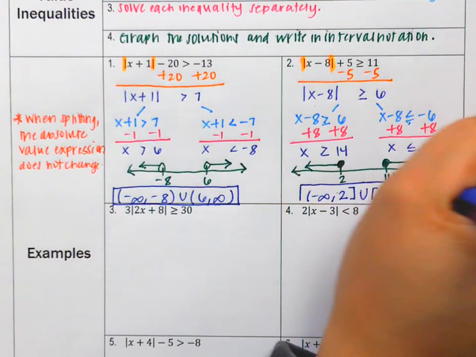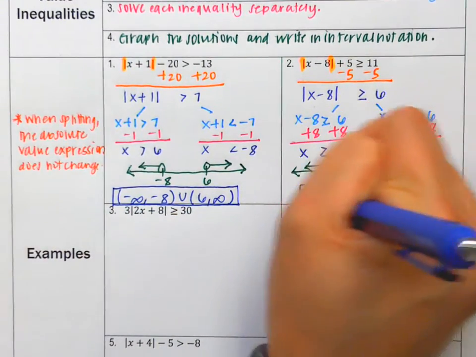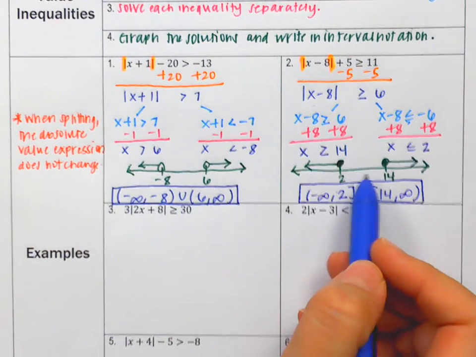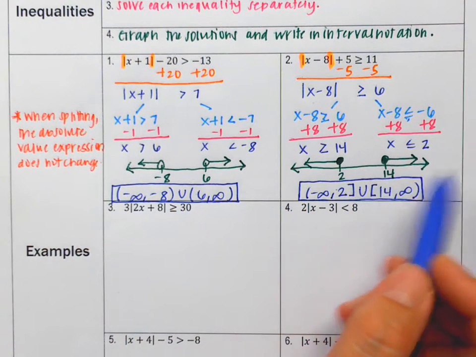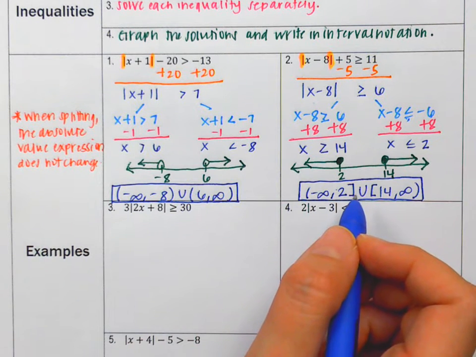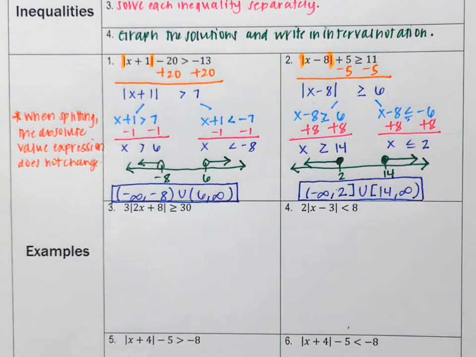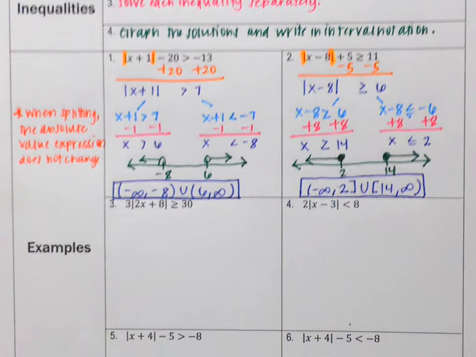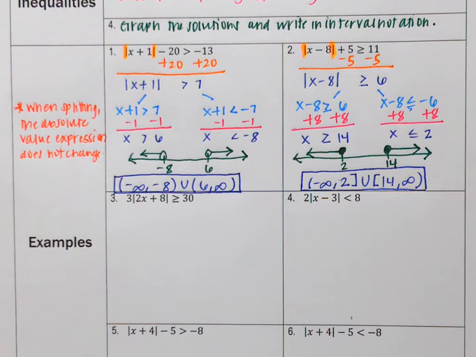And that is your final answer. And this one is another or inequality. They're going away from each other, so it's an or inequality, which means we have to use that union symbol to help us to write it in interval notation. Okay, let's look at number 3.